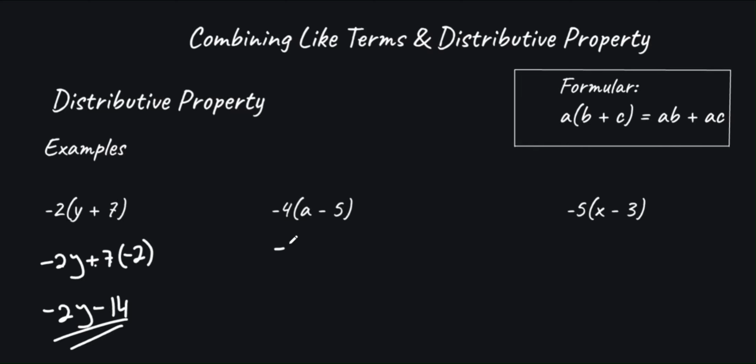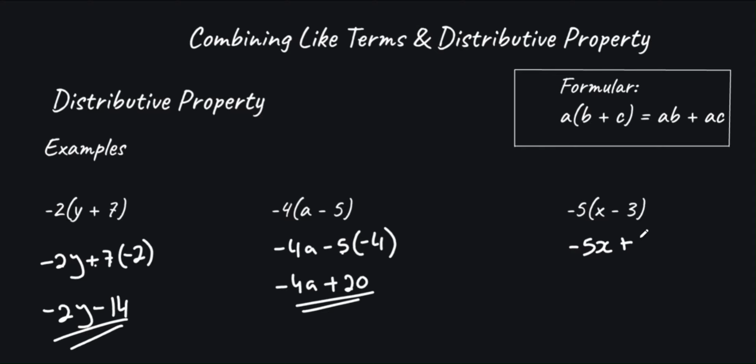Minus 4 times a is minus 4a, and minus 5 times minus 4. So we have minus 4a here. Negative times negative is positive. 5 times 4 is 20. That is your answer. How about minus 5 in parentheses x minus 3? Well, minus 5 times x is minus 5x. Minus 5 times minus 3, negative times negative is positive. 5 times 3 is 15. And that is your answer.